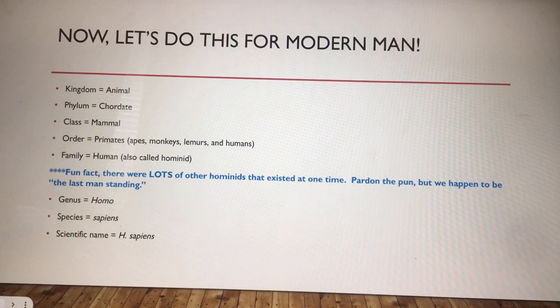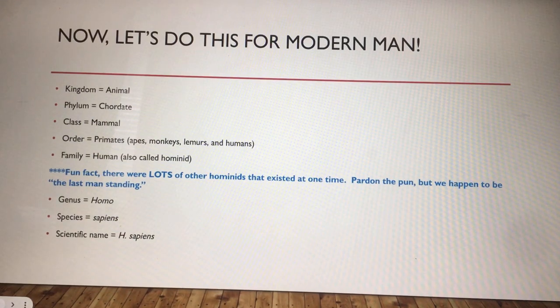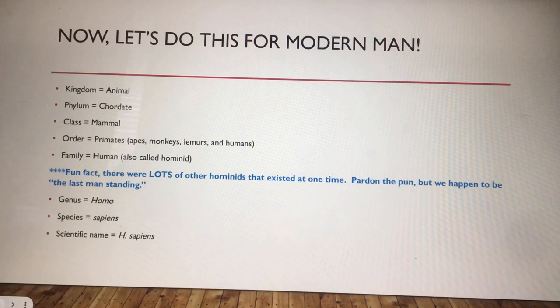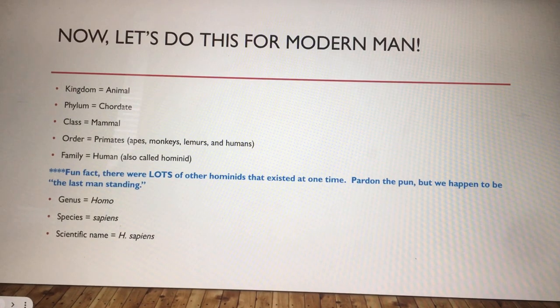What family do we belong to? Humans. Sometimes we use the word hominid. Same thing, okay? And then from family, we get to Homo sapiens. And our scientific name, if you want to abbreviate it, H period sapiens, like I said a few moments ago. All right? We're on the home stretch here.